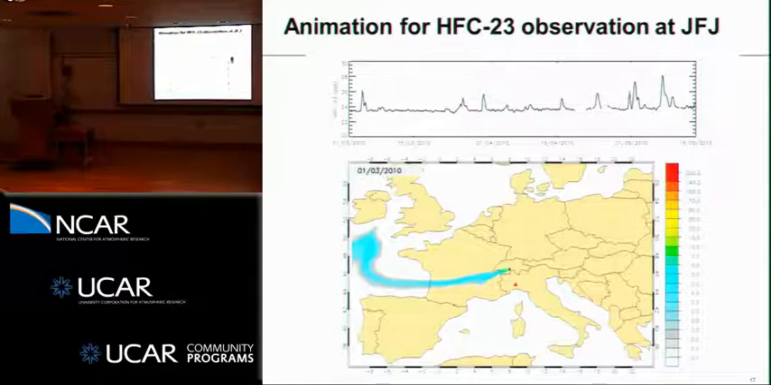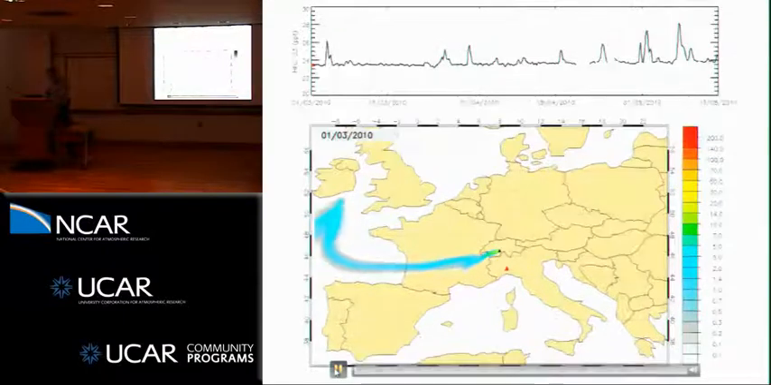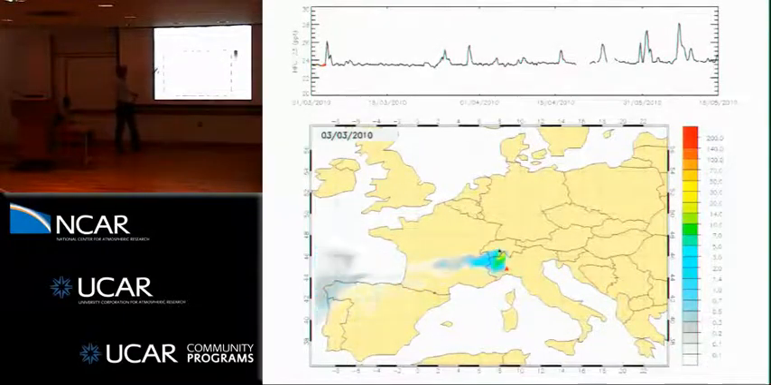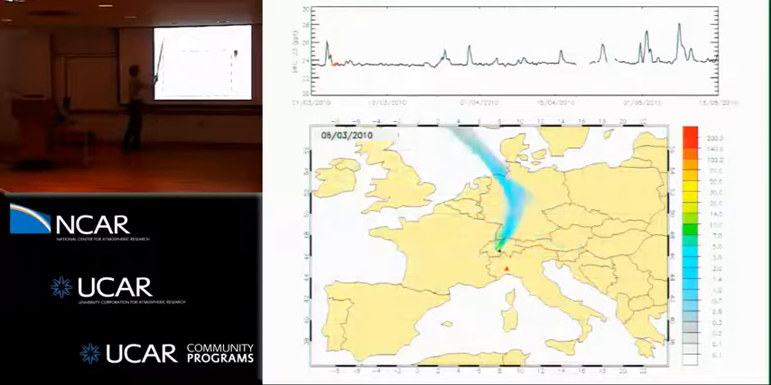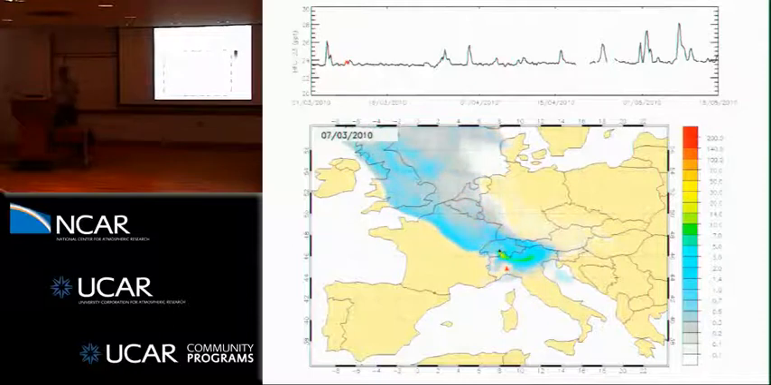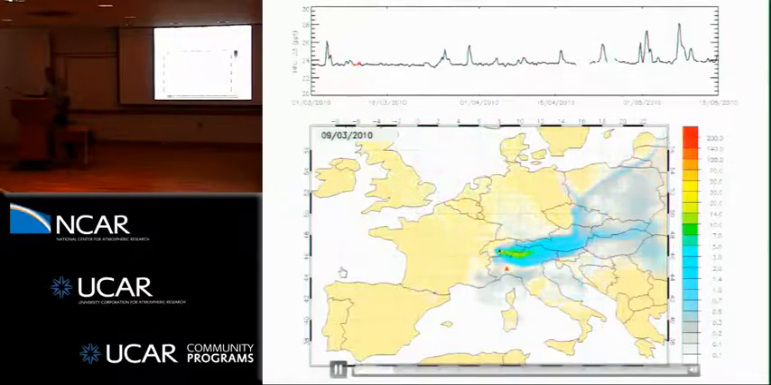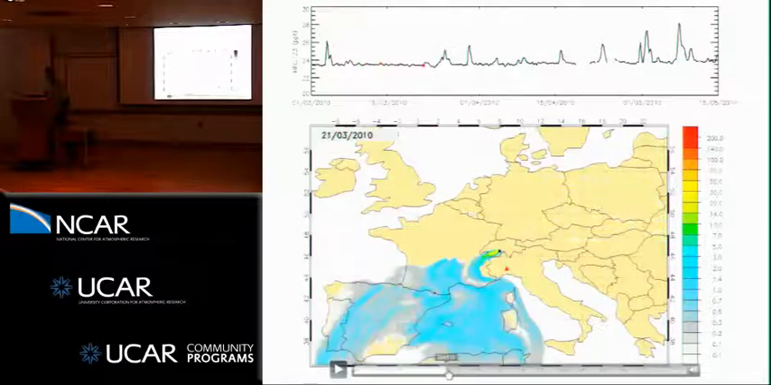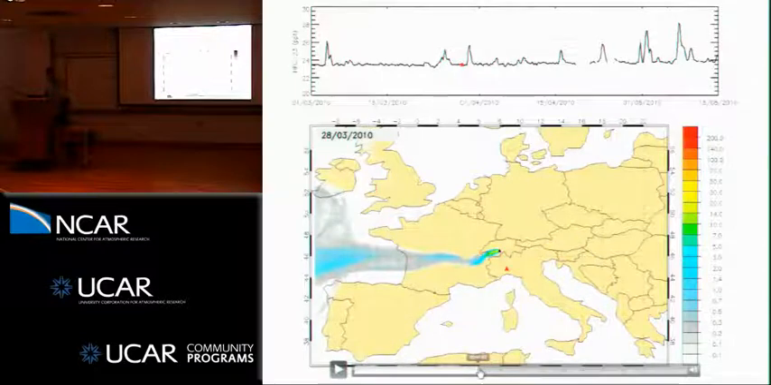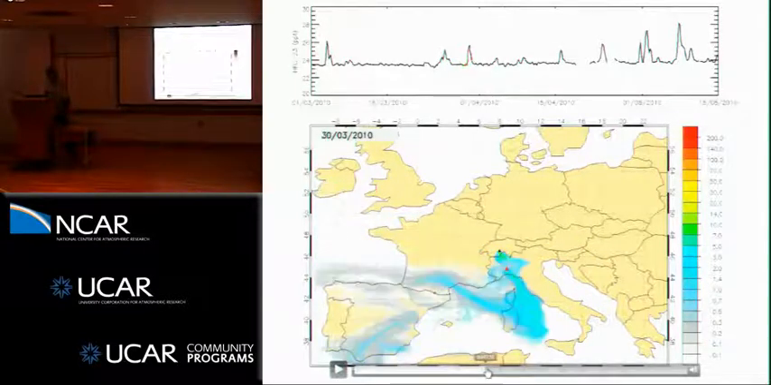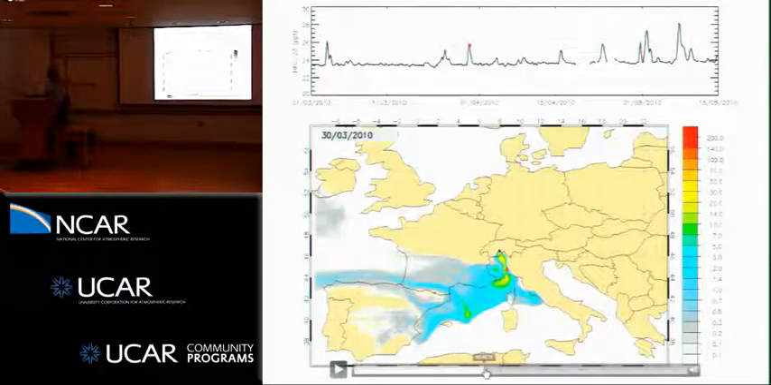Just to show you that we are really confident that it's that factory here, I made a small animation. Up here you see the time series of HFC-23 with all these individual peaks. And here you see a single footprint, so the contact of the air with the surface before it arrived at Jungfraujoch. And I can animate this. So you now see, here we have contact with the south, and then we had the plume, and it's moving forward.